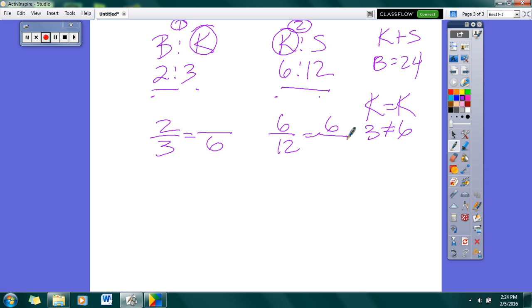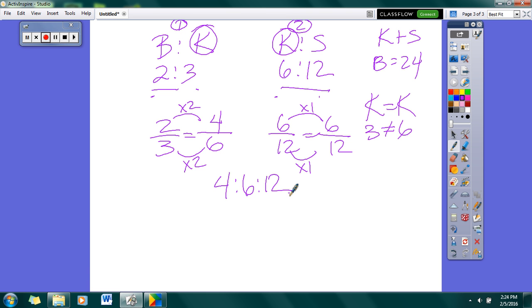How do I get from 3 to 6? I multiply by 2. Therefore, I have to multiply my numerator by 2, and I get 4 over 6. How do I get from 6 to 6? I multiply by 1. I get 12. So my ratio is 4 to 6 to 12. And that could be also found in the previous lesson. We just made a common number for Keith so that we can set it up as a 3 ratio.